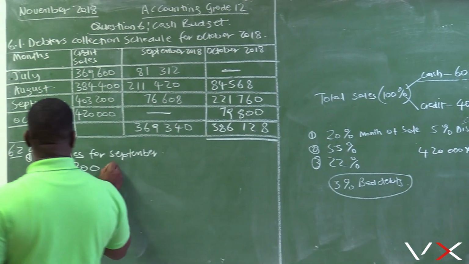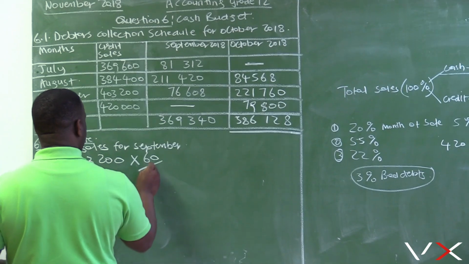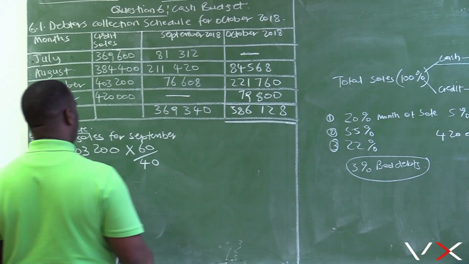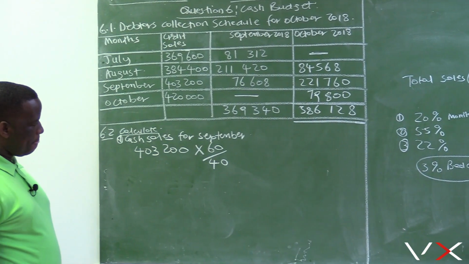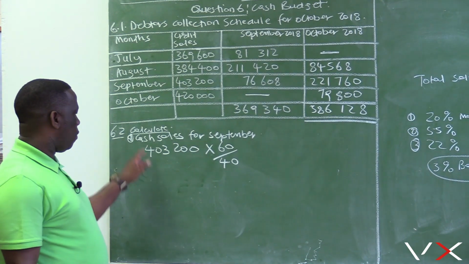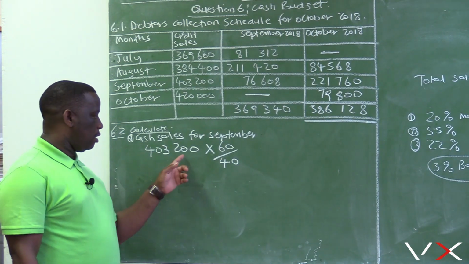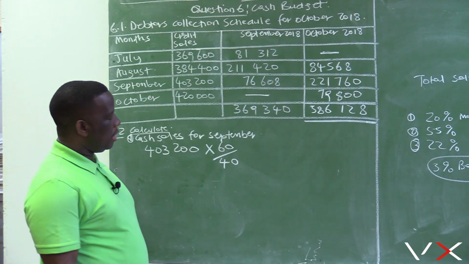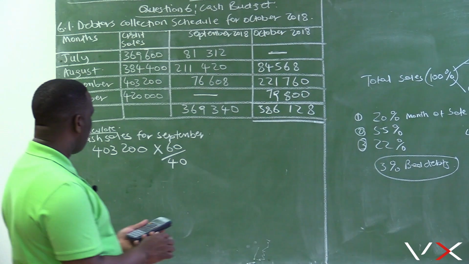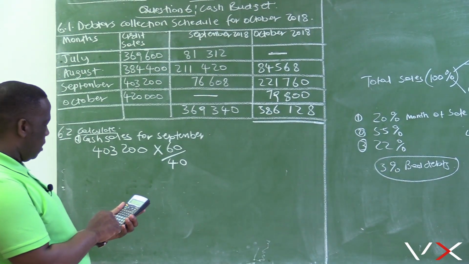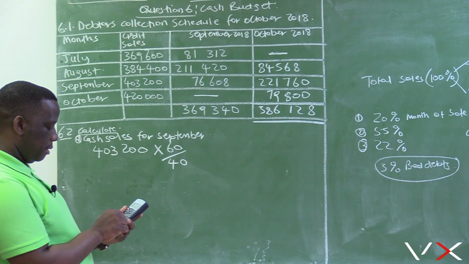So you multiply by the percentage of what we want. We want cash sales, and you divide by the percentage of the amount given, and the amount given is credit sales, which is 40%. So it's going to be 403,200 multiplied by the percentage of what we want, cash sales, which is 60%, divided by the percentage of the amount given, credit sales, which is 40%.